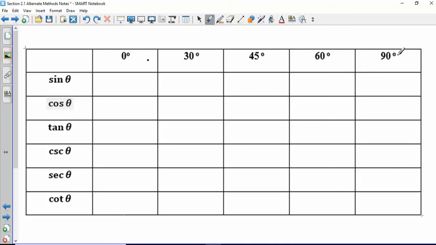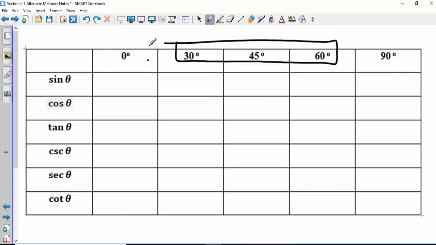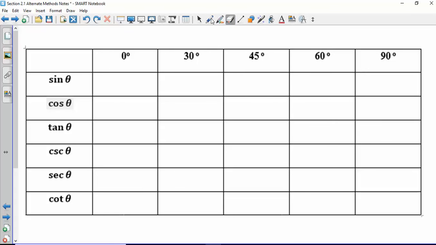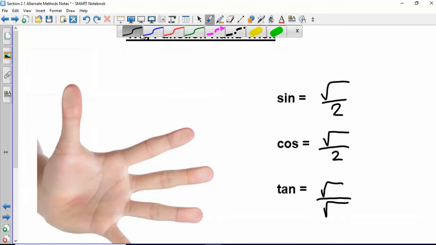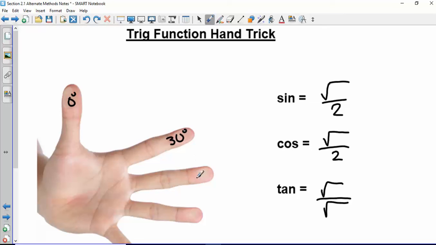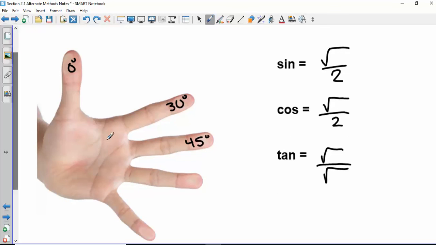Now you'll notice on the table, I have 5 common angles. 30, 45, and 60 are the ones we just talked about. 0 and 90 were 2 quadrantal angles that we had in the last test. We are going to label our fingers as those common angles. So we have our 0 degrees, 30 degrees, 45 degrees, 60 degrees, and 90 degrees.